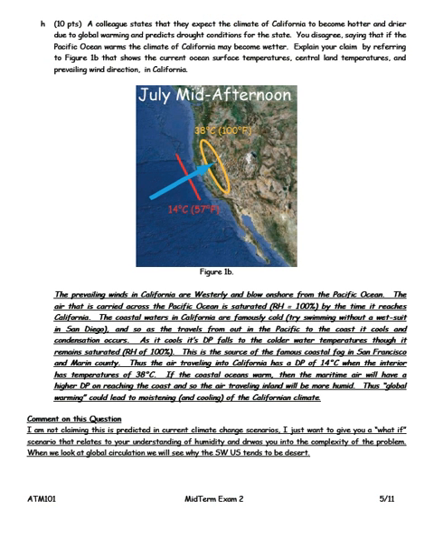Finally, the last question of problem 1. A colleague states that they expect the climate of California to become hotter and drier due to global warming and predicts drought conditions for the state. You disagree, saying that if the Pacific Ocean warms, the climate of California may become wetter. Explain your claim by referring to figure 1b that shows the current ocean surface temperatures, central land temperatures, and prevailing wind direction in California.